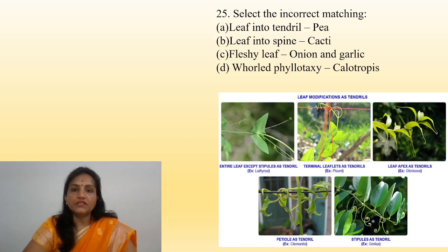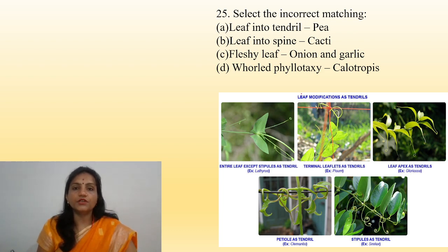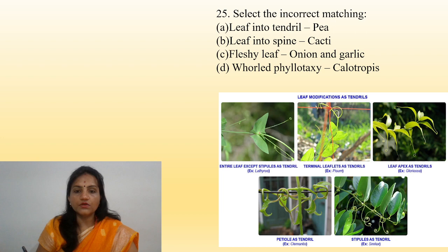Select the incorrect matching. Okay, right. We have already seen leaf gets modified into tendril, spine, like that. So you can see here leaf modifications as tendril. Here the entire leaf except stipules is a tendril. Actually this green part, whatever you're seeing, is a stipule. And the actual leaf is this one, but here the leaf is modified as a tendril. Okay, this is a tendril. This you see in case of Lathyrus.